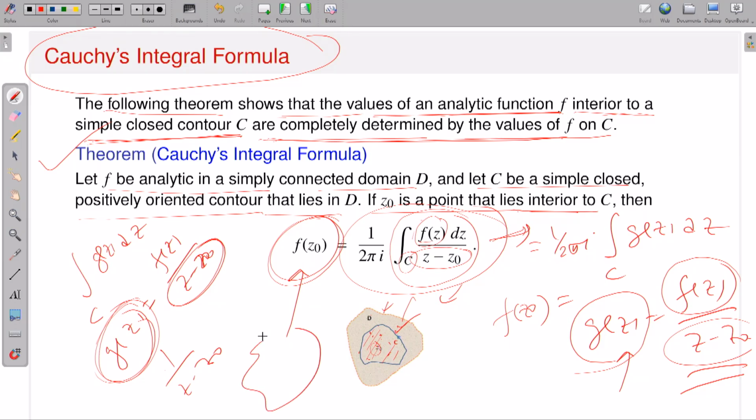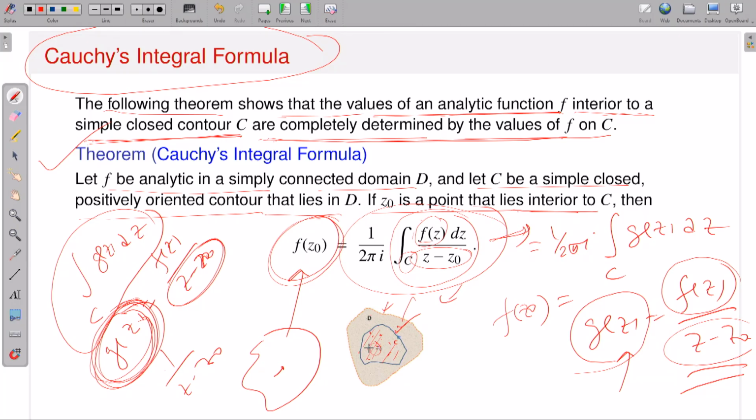So that means I have a domain D. If I take out the point z naught, there my function g is analytic. So even if my function f is given in a simply connected domain, the function g, which is f divided by z minus z naught, is analytic on a multiply connected domain. That means I have a domain D and I am taking out the point z naught, so there is a hole at z naught. Now I have a function g which is analytic on a multiply connected domain, and I want to calculate the contour integral over a simple closed contour around the point z naught.